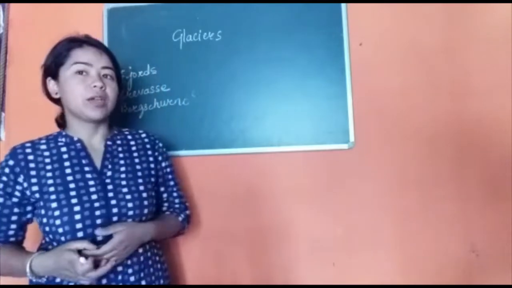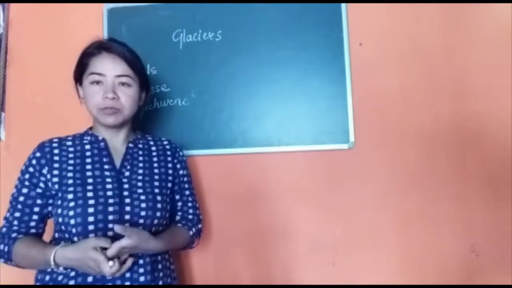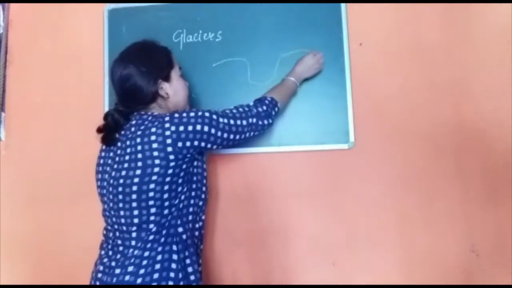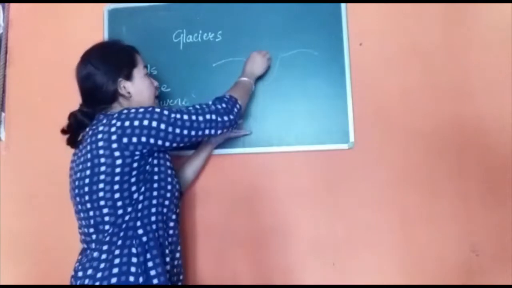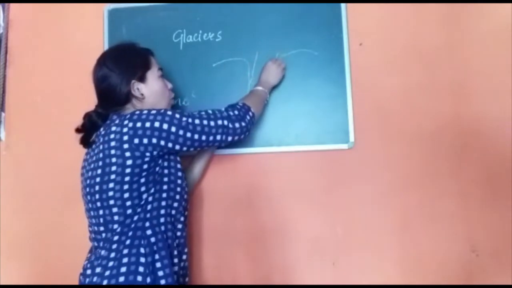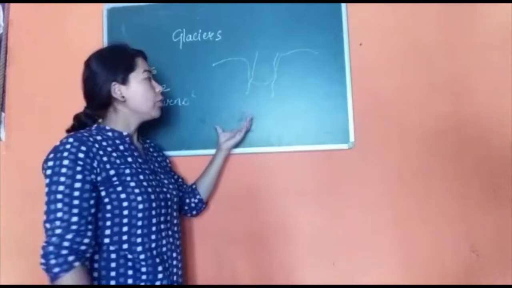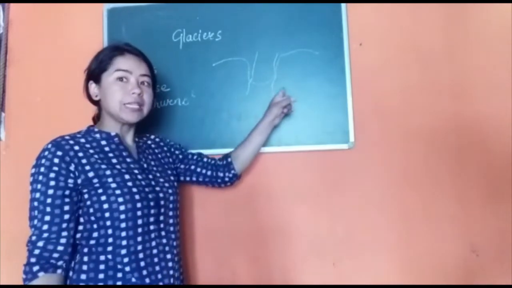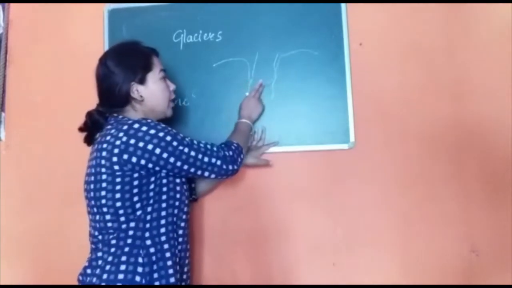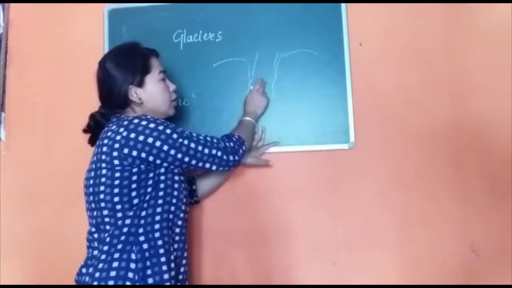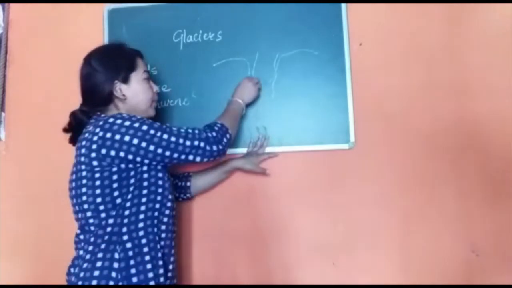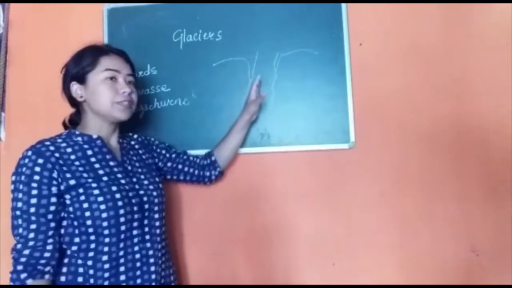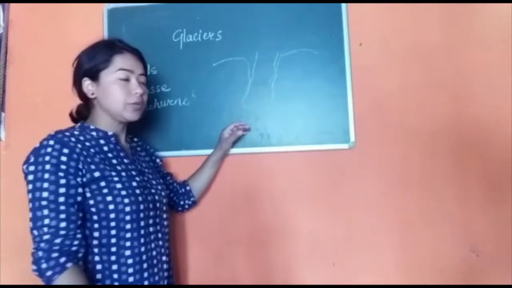In the previous class we have already discussed the formation of U-shaped valleys. Suppose this is your U-shaped valley created by a glacier. When the glacier moves over this U-shaped valley, in course of time it does the work of erosion here at the base, at the glaciated trough, which leads to deepening of this U-shaped valley. And the water gets filled in this U-shaped valley in course of time.